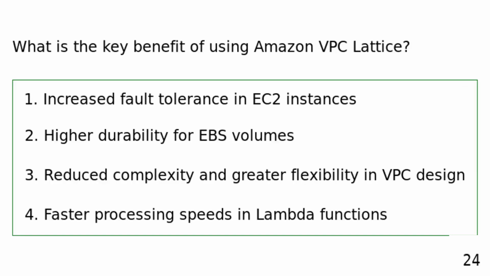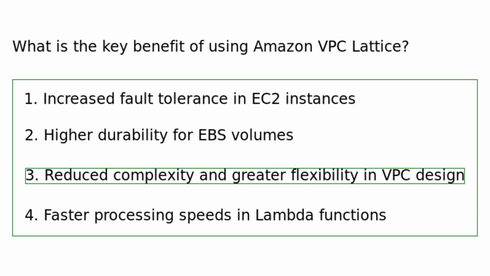What is the key benefit of using Amazon VPC Lattice? Increased fault tolerance in EC2 instances. Higher durability for EBS volumes. Reduced complexity and greater flexibility in VPC design. Faster processing speeds in Lambda functions. The main benefit of Amazon VPC Lattice is the reduced complexity and increased flexibility in designing VPCs, making it easier to visualize and configure network components.